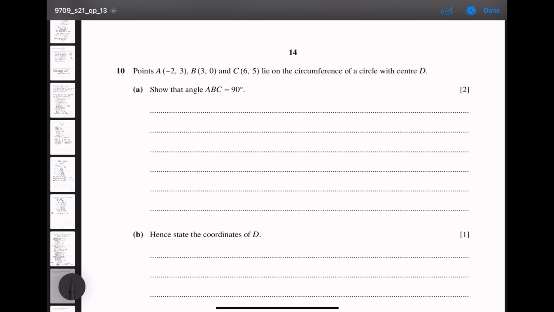Question 10. Points A, B, C lie on the circumference of a circle with center D. Coordinates of points A, B, C are given. Show that angle ABC is equal to 90 degrees. These 3 points A, B, C lie on the circumference of the circle. That this is a circle.